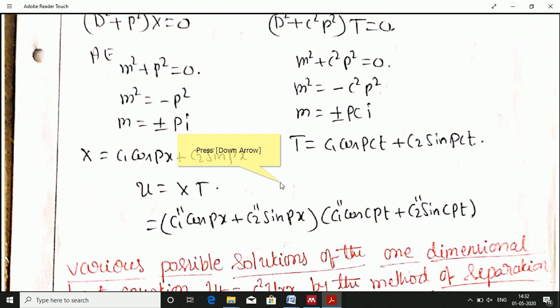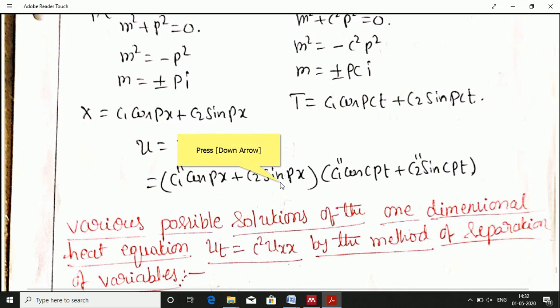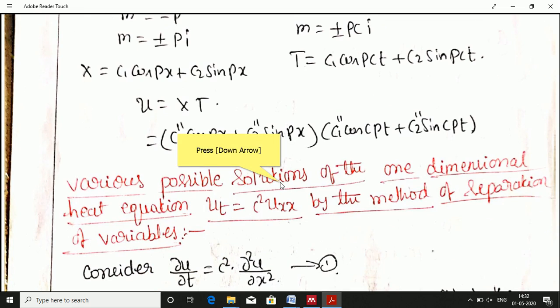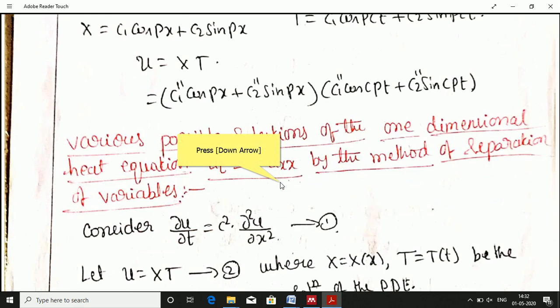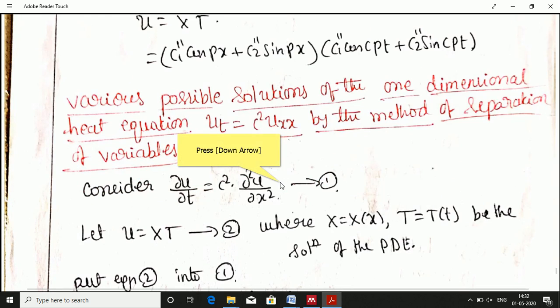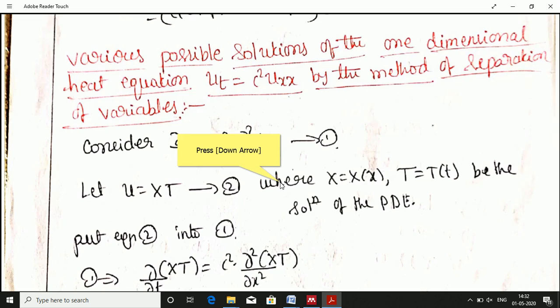Similarly, we are solving for the various possible solutions of the heat equation, u_t = c² u_xx. Here also u is the dependent variable, x and t are the independent variables. Assume the solution in the form u = XT, where X is a function of small x, capital T is a function of small t.